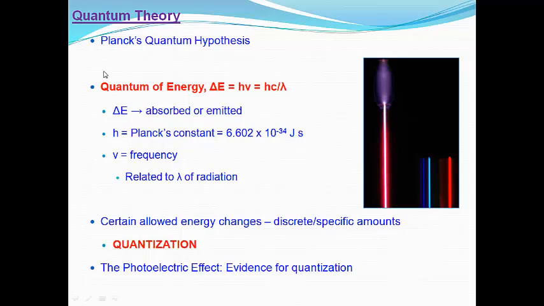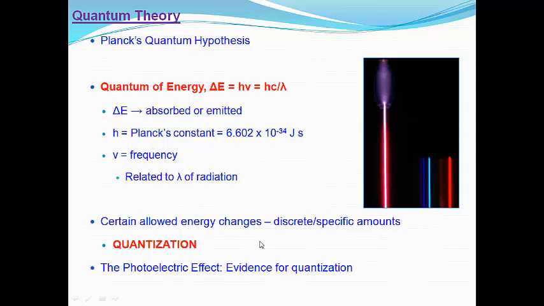What is this quantum theory? Well, we call it also the quantum hypothesis. It essentially tells us that the quantum of energy that is given off by the electron, delta E, when it falls back to a lower energy state is equal to hc over lambda. Delta E can be associated with energy absorbed or energy emitted. And we will look at the difference between the spectra when we have energy absorbed and energy emitted a little later on. In the equation, h is Planck's constant and nu is frequency, and we know that frequency is related to the wavelength of the radiation.